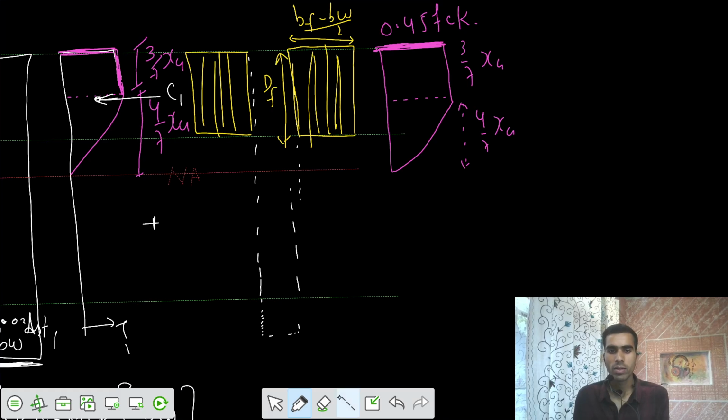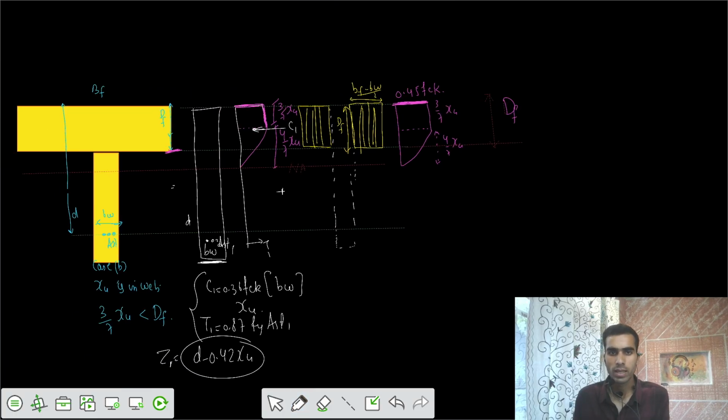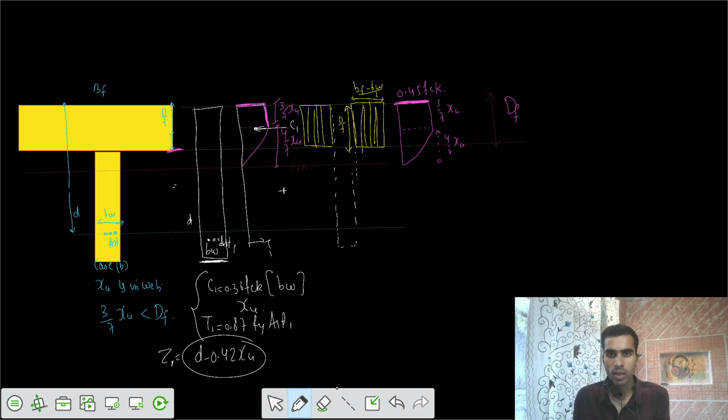And we have the level of DF. Where is the level of DF? I think this is the level of DF. This is the DF level. Can you see that? This is the DF level. That means, what can you get from this curve?